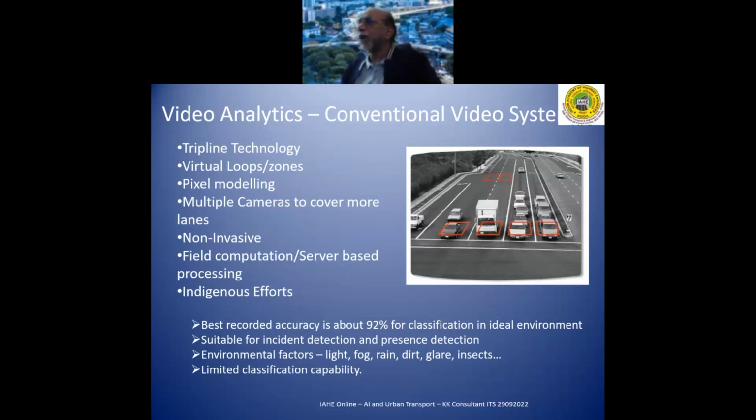Moreover, a heavy rain or a fog can give you very difficult images, so it cannot work. Environmental factors like light, fog, rain, dirt, glare, and insects all complicate it. And the classification is limited.